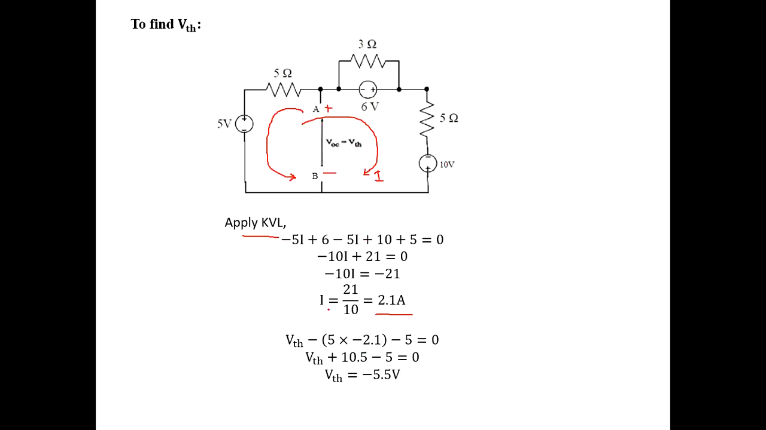Why I am putting this minus is because both the current directions are opposite. We can put minus 2.1. Then this arrow means this plus, so we can write minus 5 equal to 0. Then simplify this equation. We got the answer minus 5.5 volt.